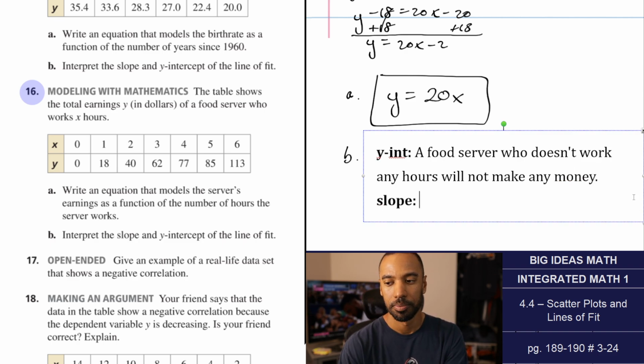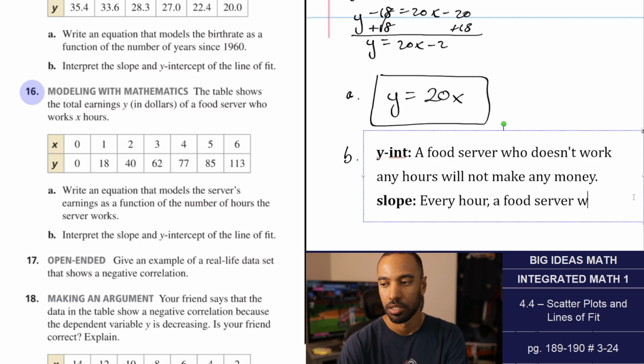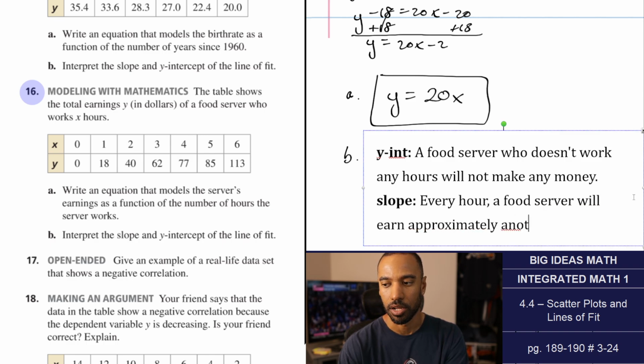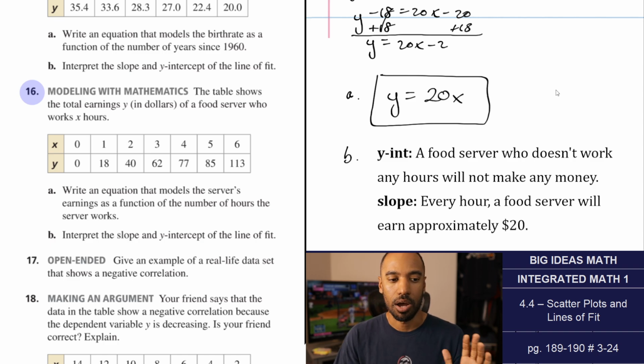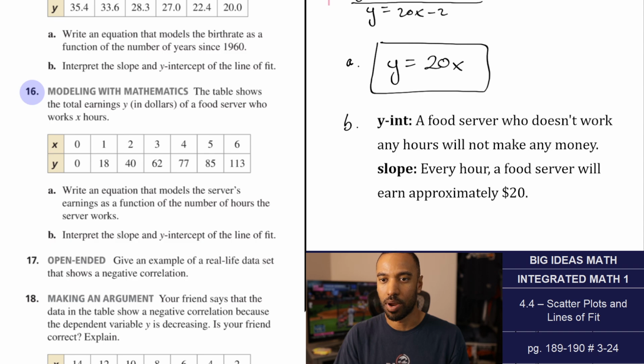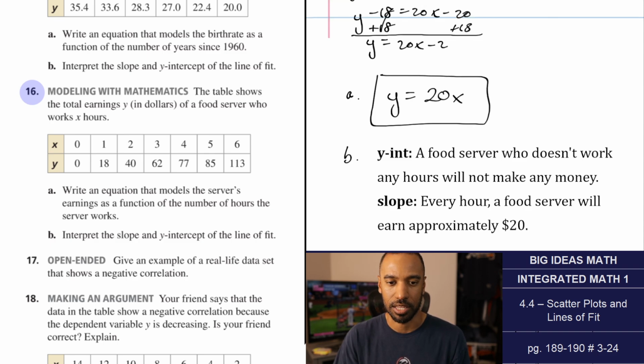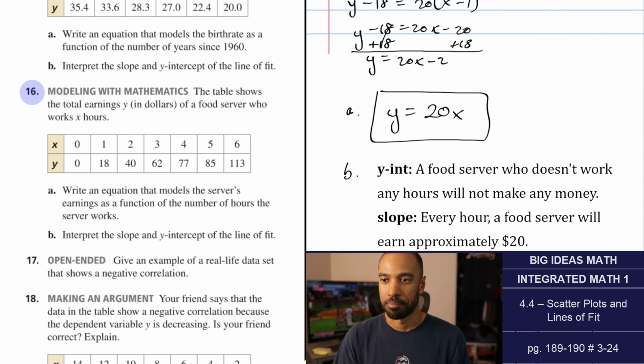Now the slope says every hour, remember x is hours, every hour, a food server will earn approximately another $20. Well, just say $20 because every hour. So there's the rate, right? 20 is y, your rise, and that's dollars, and x is hours, that's your run. So rise 20, run 1. That's what we're saying right there. Okay.